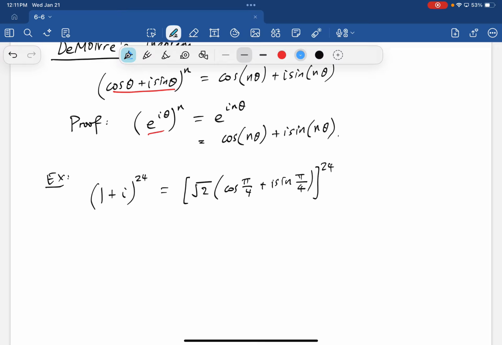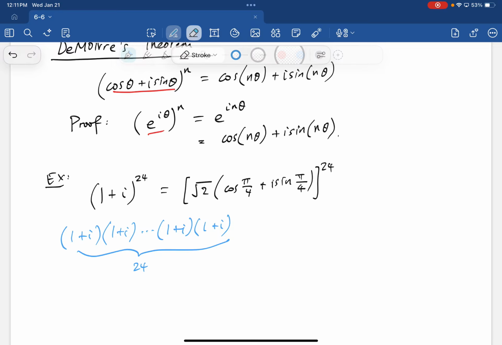Wait, I forgot to show you the foolish way, right? The foolish way would have been to expand 24 copies of this. That's one of your homework questions to do that. That was a joke. Nobody laughed.